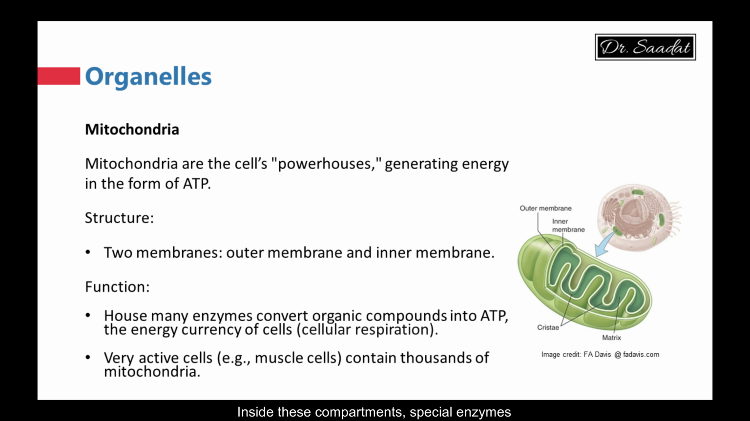Inside these compartments, special enzymes work together in a process called cellular respiration. Here, organic compounds like glucose are broken down and turned into ATP. The number of mitochondria in a cell varies depending on its energy needs. Muscle cells, which require a lot of energy for movement, can contain thousands of mitochondria, whereas less active cells might have far fewer.